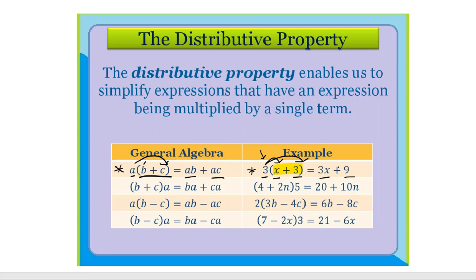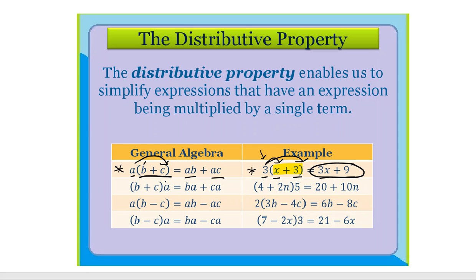And we can't combine these two terms because one of them is a constant and one of them has an x. They don't have the same last name. So this would be as simplified as our expression can get. Okay, let's look at the next example.